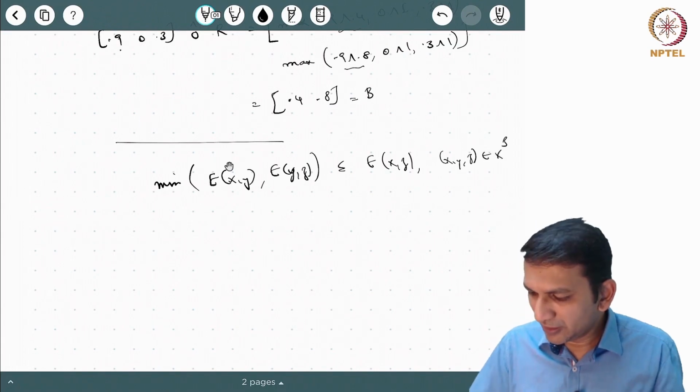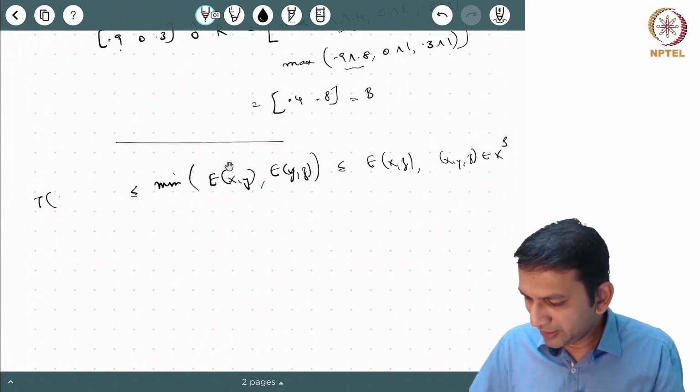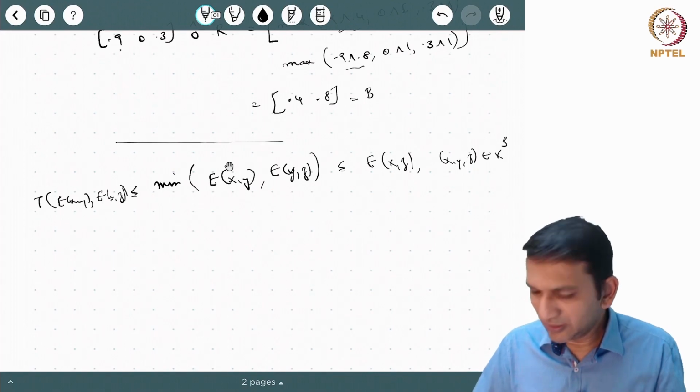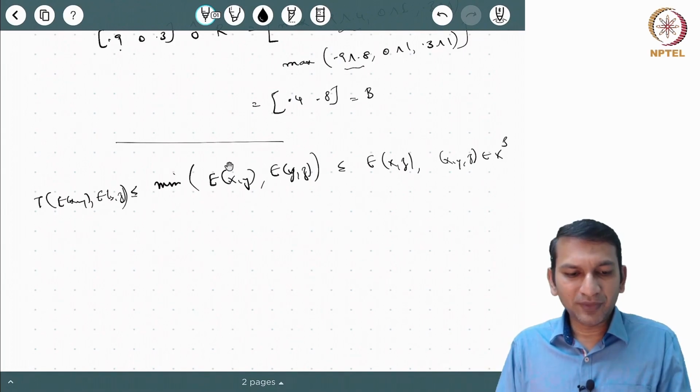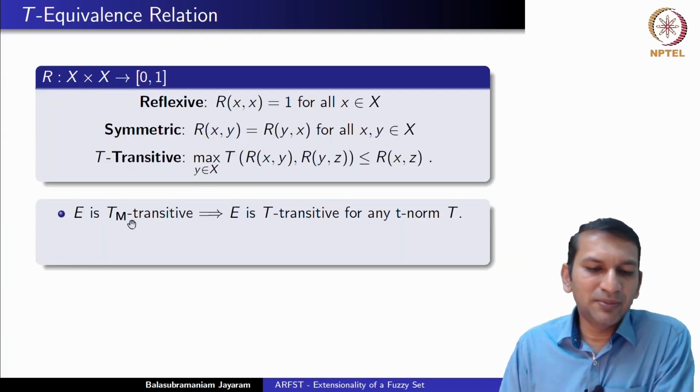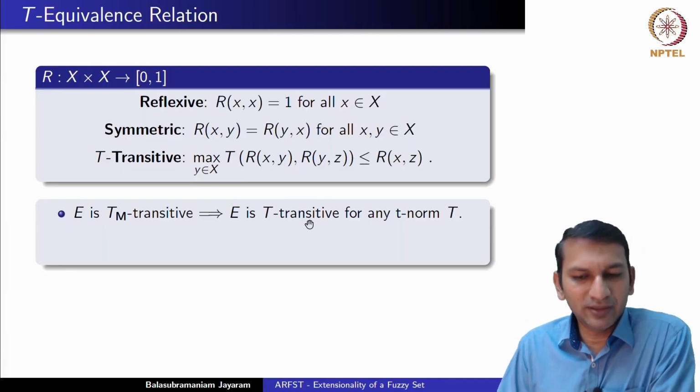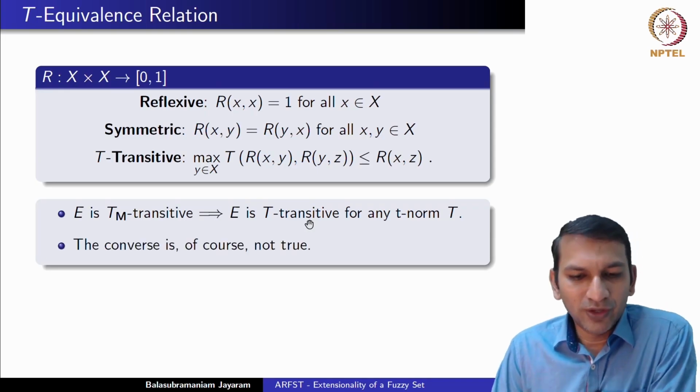But we know minimum is the largest T norm, so any other T norm if you use, by monotonicity it will be smaller than this, which means any E which is Tm transitive is also T transitive for any other T norm. Of course, the converse is not true.